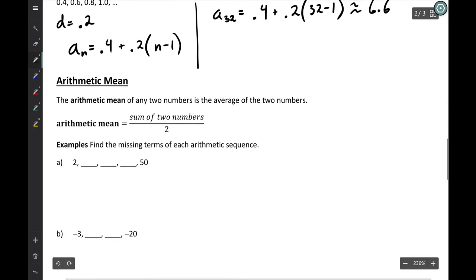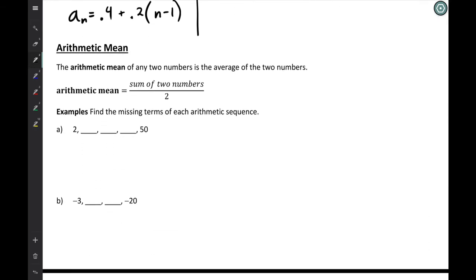Alright, there's one more idea that I want to talk about before we start talking about geometric sequences, and that's the arithmetic mean. So the mean of any two numbers is the average of the two numbers. So add them together, divide by 2. And we can use this to find missing terms in a sequence.